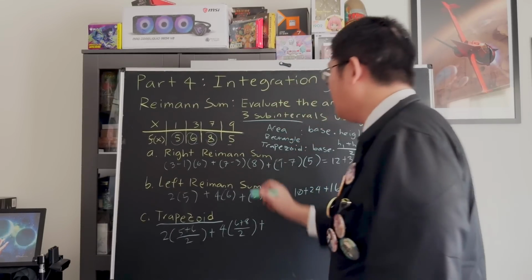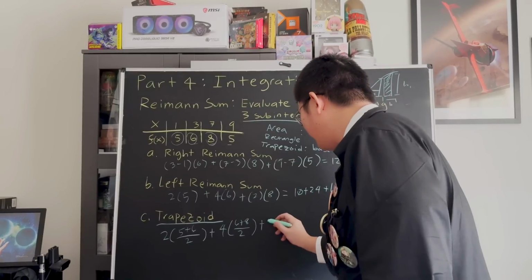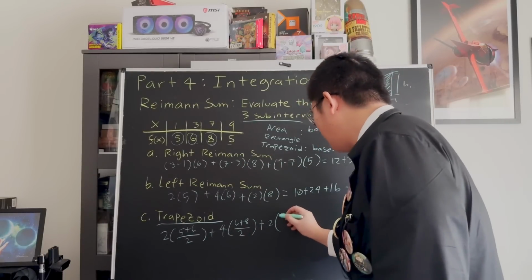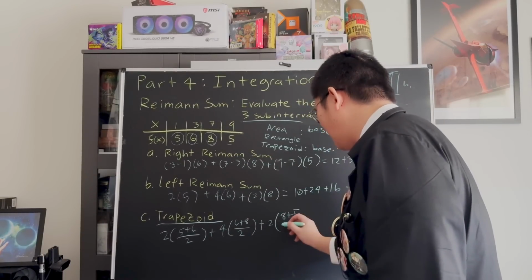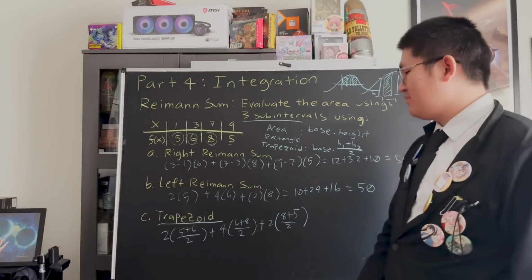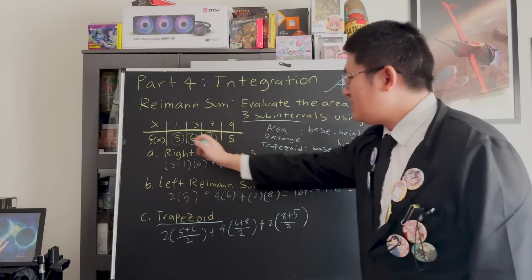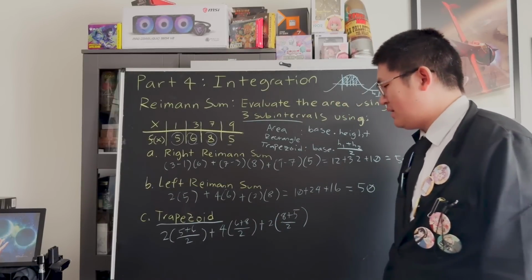And then lastly, we have the last base of 2, and then the 2 separate heights, 8 plus 5, all over 2 like that. Okay, so remember, it's the average of each pair of heights along with the bases being paired.